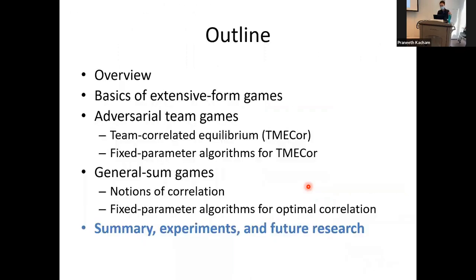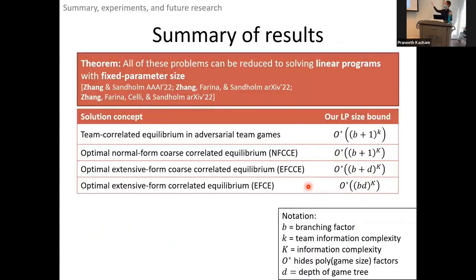Okay, let me summarize quickly. These are all the results that we've proven here, at least very briefly. A team correlated equilibrium can be solved with an LP of size B+1 to the k. Normal form coarse correlated equilibrium can be solved with a slightly bigger linear program. Extensive form coarse can be solved with an even bigger one with an added parameter. And extensive form correlated equilibrium can be solved with an even bigger one.